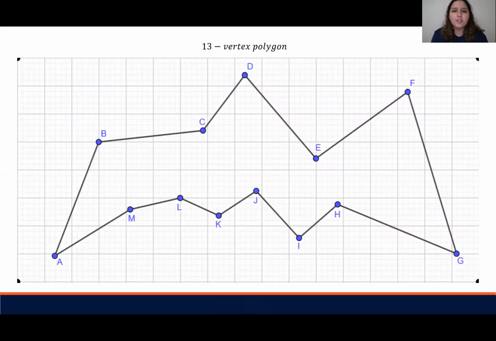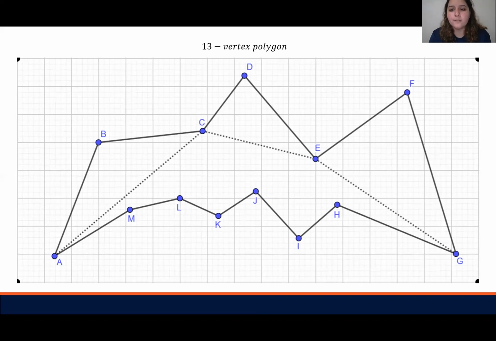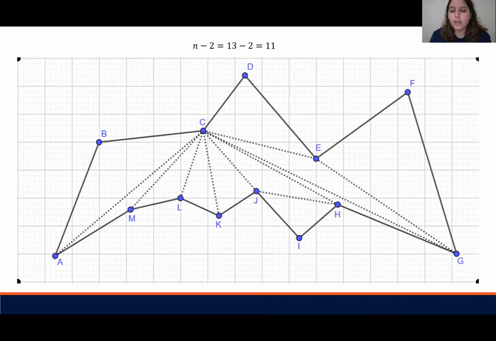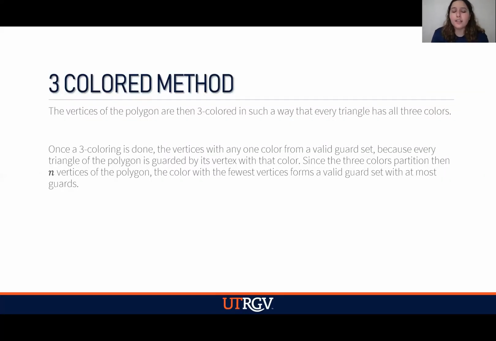This example is a 13-vertex polygon. As you can see, we have 13 vertices. The first thing that we need to do is triangulate the polygon. I'm going to show you the way that we're going to triangulate this polygon. So we have 1 triangle, 2, 3, 4, 5, 6, 7, 8, 9, 10, and as you can see, we have 11 triangles, which is true from the formula that we had before, n minus 2: 13 minus 2 is 11.